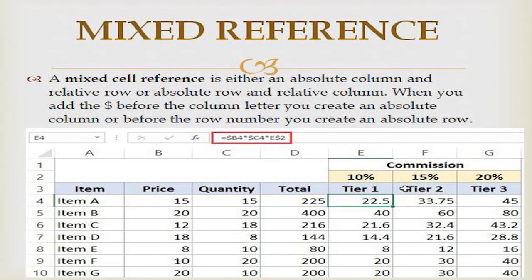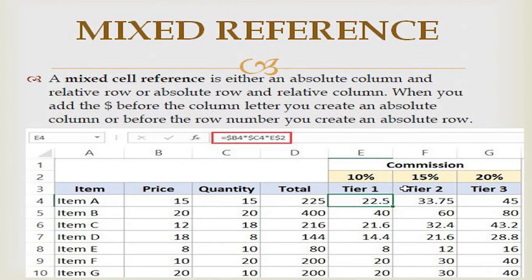And the last one is mixed reference. A mixed reference is either an absolute column and relative row. That means it will be like this. It's a combination of relative reference and absolute reference, called mixed reference. Simply you can say, absolute will be the column side and relative will be the row side. You might know what is row and what is column here.